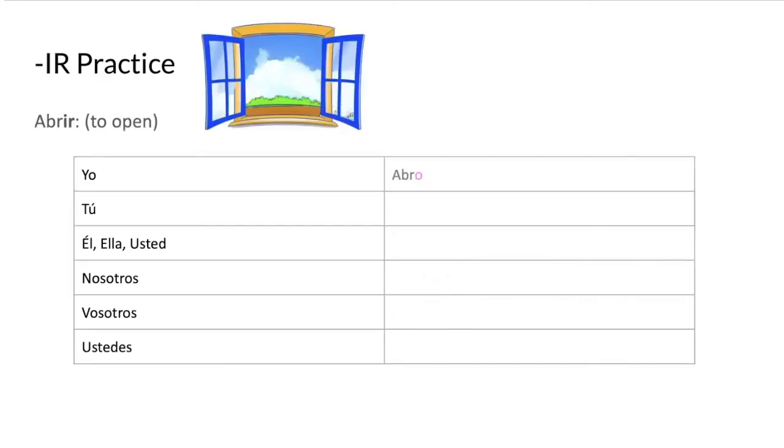And then we have some IR practice. So for the verb abrir, which is to open, the yo form is yo abro, tú abres, él, ella, usted abre, nosotros abrimos, vosotros abrís, ustedes abren. So it's pretty similar, just a few letter changes with all of the AR, ER, and IR verbs, but it's a little specific, so you have to watch out for them. But the subjects stay consistent.